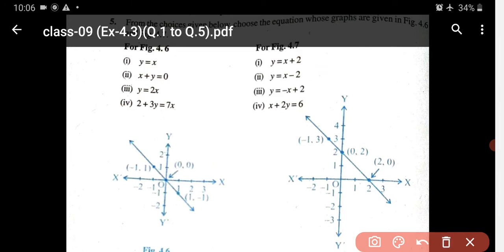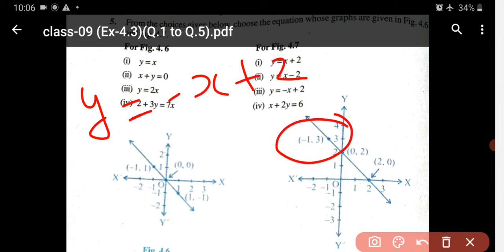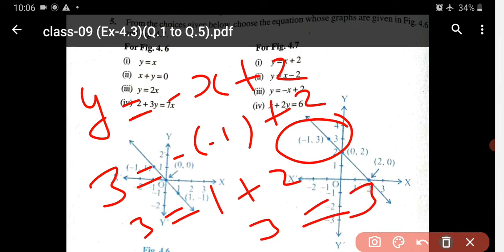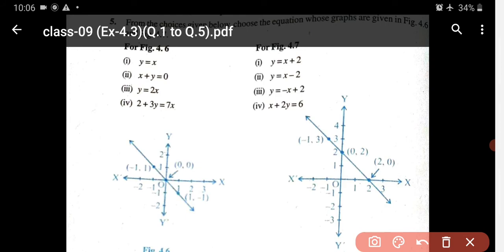Now just check the third option. The third option is y is equal to minus x plus 2. Now just check. The first point is minus 1 comma 3. Then in place of x put minus 1, in place of y you have to put 3. Now just check, minus minus plus, that is 3 is equal to 3. It means that this equation satisfies the first point. The first point satisfies equation number three.